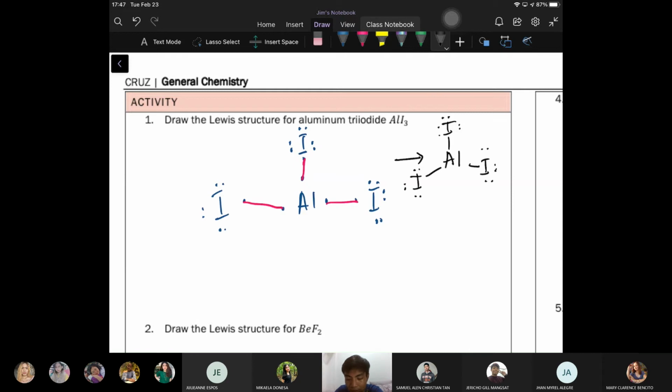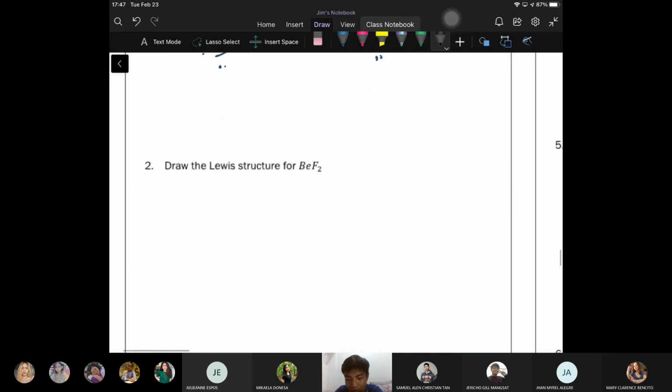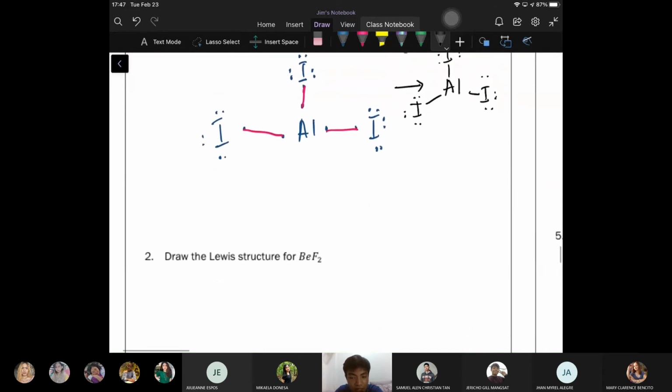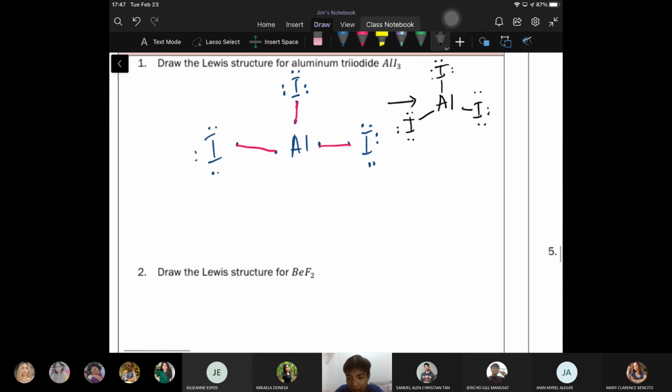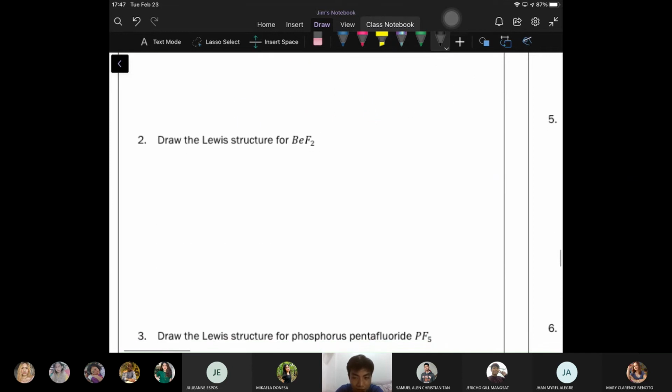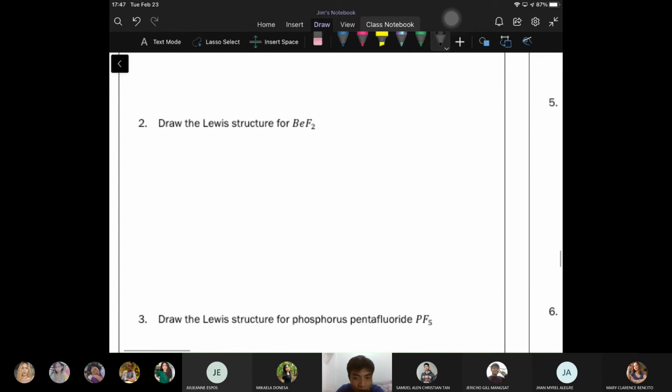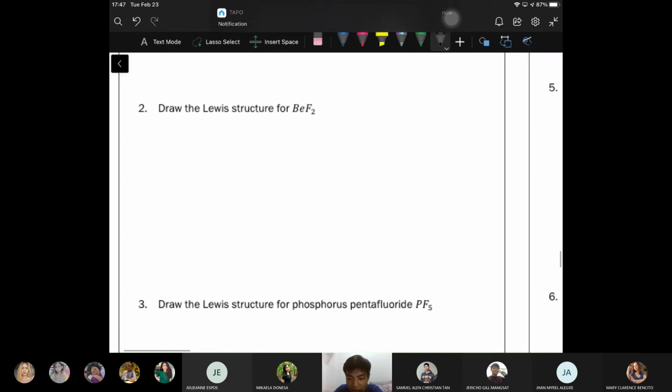Ayan, they're done. About BeF2. Ito, anyone. This is a violation of the octet rule. Pero, alin sa tatlo? Incomplete octet, odd electron rule, expanded octet. Anyone may pitch in your ideas.